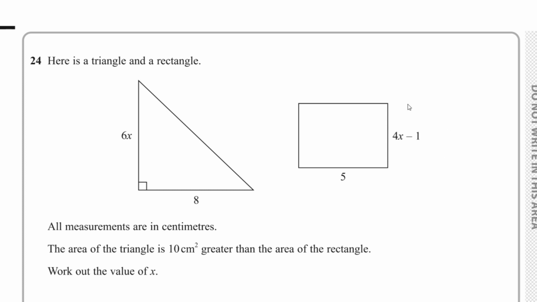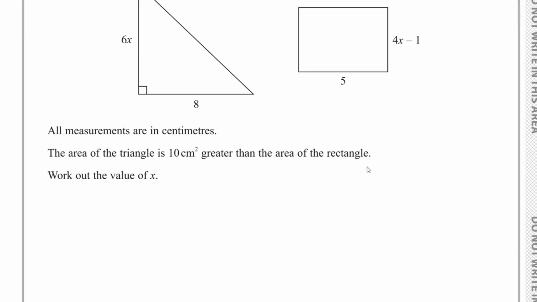Question 24. Here is a triangle and a rectangle. All measurements are in centimetres. The area of the triangle is 10 centimetres squared greater than the area of the rectangle. We have to work out the value of x. The triangle has dimensions 8 centimetres by 6x centimetres. The rectangle has dimensions 5 centimetres by 4x subtract 1 centimetres.